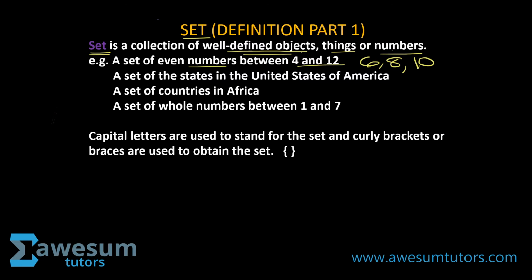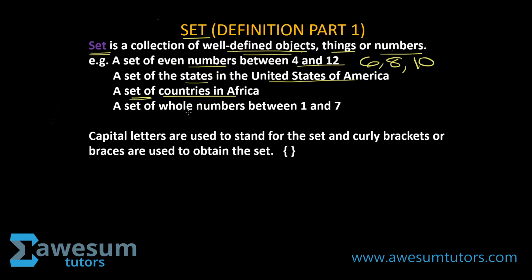We could also have, as an example, a set of the states in the United States of America. You have 50 states in the United States of America, so you have a set of those states. Also, talking about a set of countries in Africa, that means all the different countries in Africa belong to this set we are talking about right here.